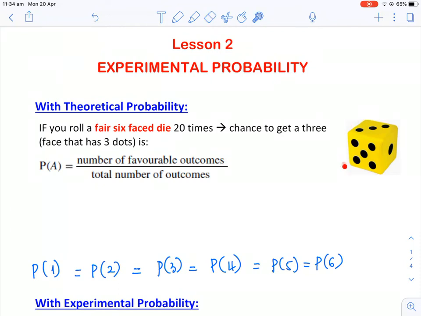For example, if you have a fair 6-faced die and you roll that die 20 times, can you find for me the chance to get a 3? To find the probability of an event, you take the number of favorable outcomes divided by the total number of outcomes. Our favorable outcome here is getting a 3. The number of favorable outcomes is 1 times 20 rolls, divided by the total outcomes, which is 6 faces times 20 rolls, and it equals 1 out of 6.